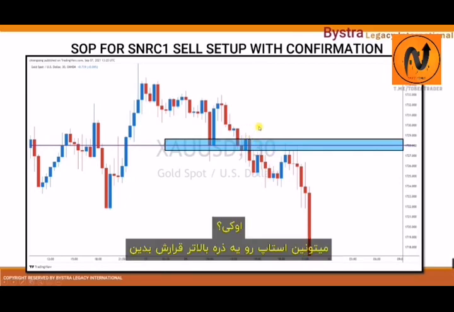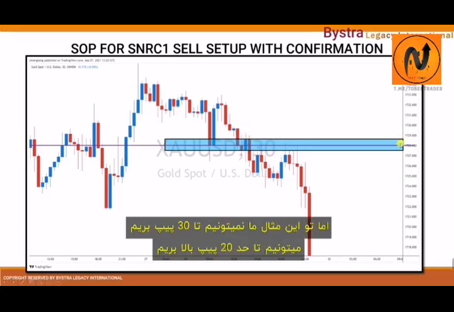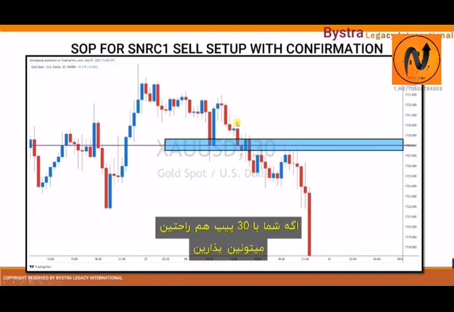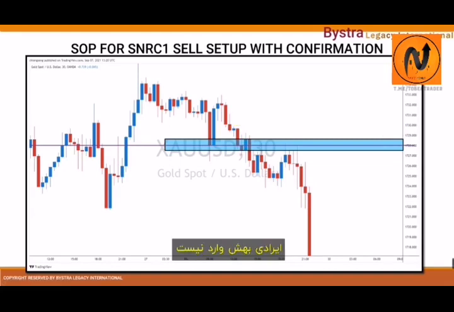About 30 pips. But in this case, we don't even have to go to 30 pips. We can go up to 20 pips. Up here is fine. Or if you want to stay comfortable with your 30 pips SL, you can do so. There is no objection to it. It's all up to you how much you're willing to risk in your trade.